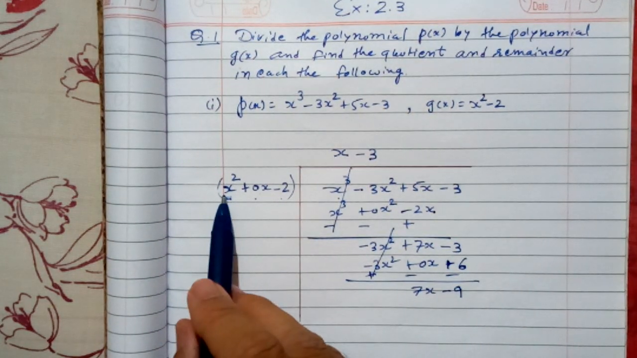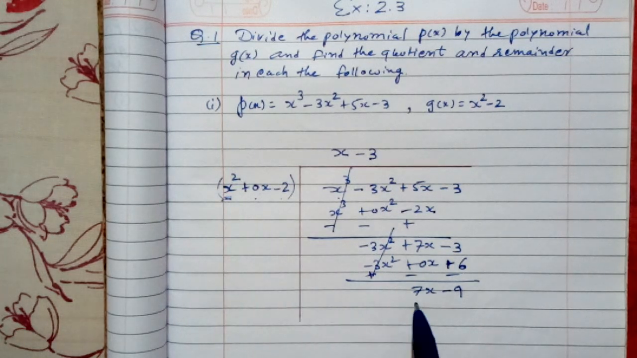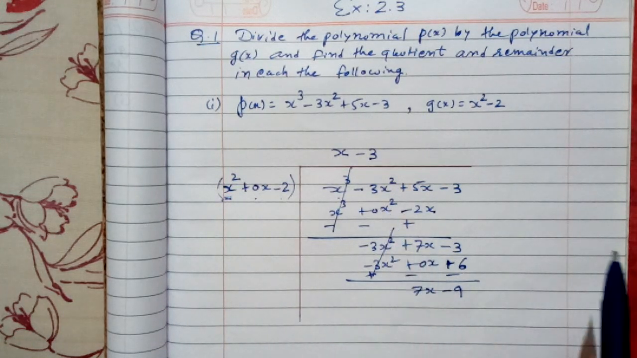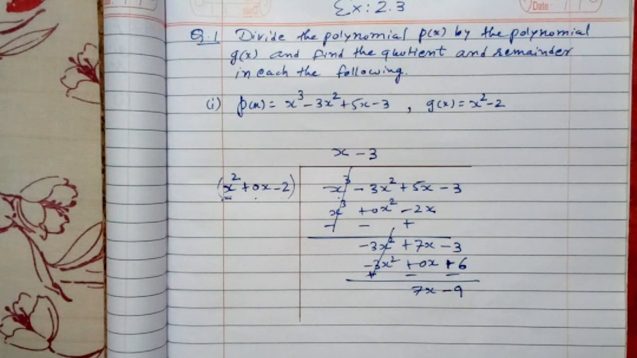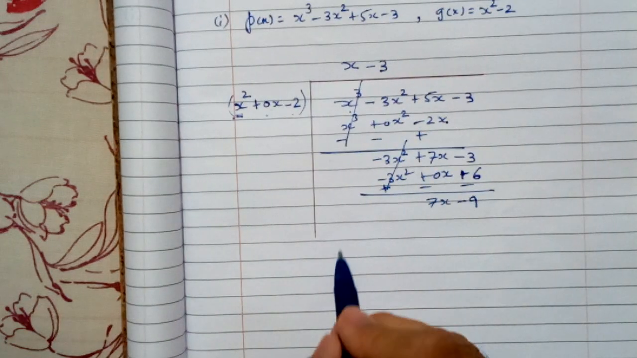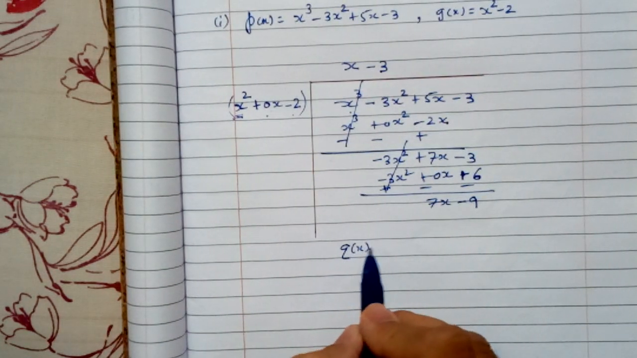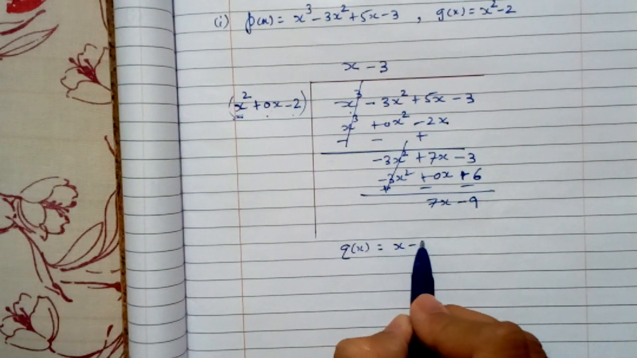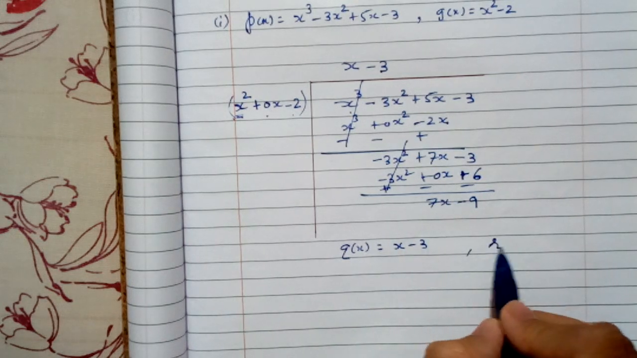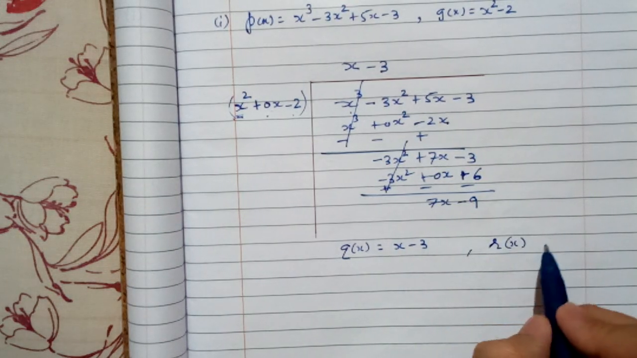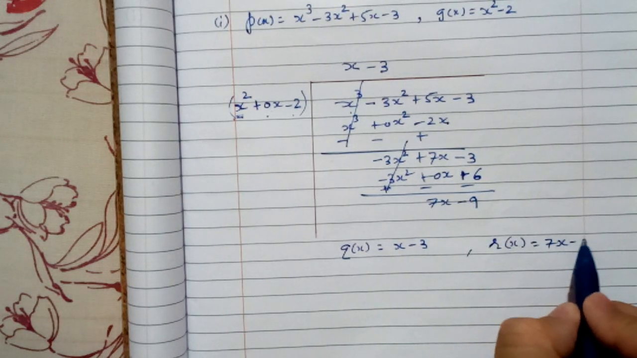Now there is nothing to multiply because it is the last degree. We got the quotient and remainder. So we can write here the answer: quotient q of x equal to x minus 3, remainder r of x equal to 7x minus 9.